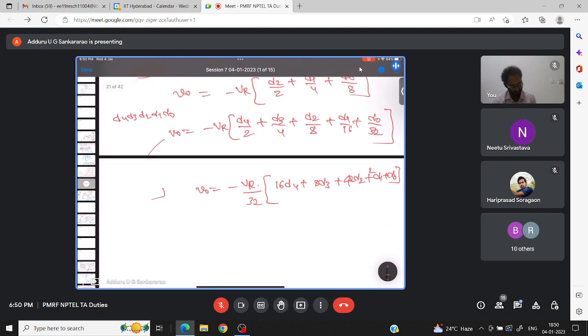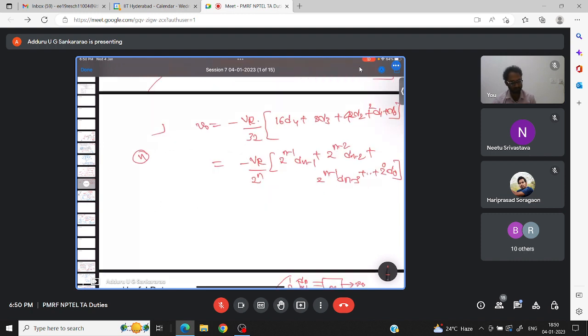Okay na? Sometimes they will write like this, minus VR by, in terms of n, if it is an n-bit DAC, 2 power n into 2 power n minus 1 D(n minus 1) plus 2 power n minus 2 D(n minus 2) plus 2 power n minus 3 D(n minus 3), and so on, like that till 2 power 0 into D0. Different textbooks, but that is the concept.